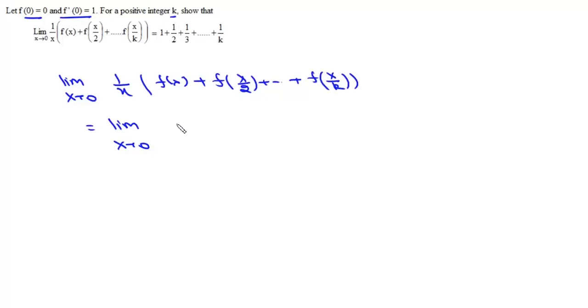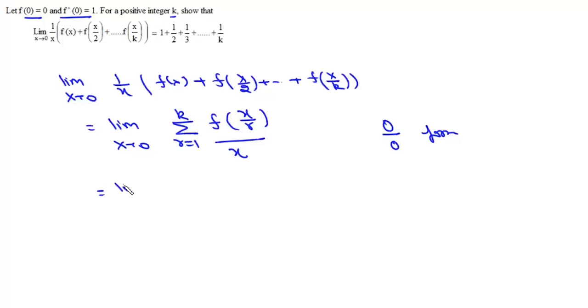x tends to 0, and then the summation of f(x/r), where r varies from 1 to k, upon x. Now first we'll check its form. Now we put x as 0, it will be f(0), and f(0) is 0, and x is 0. So this is 0 upon 0 form, and if it is 0 upon 0 form, we can use L'Hopital's rule.